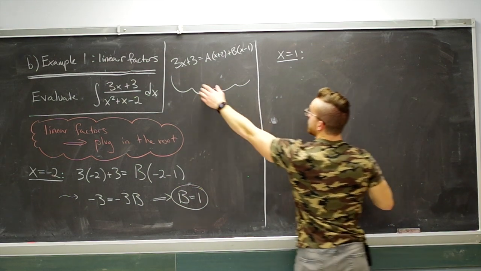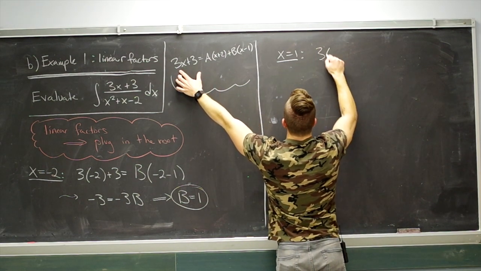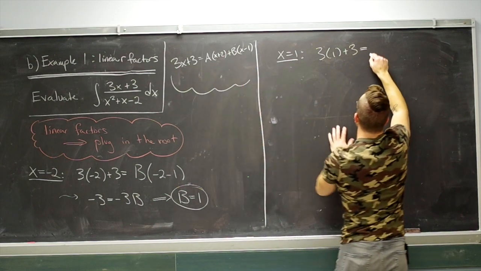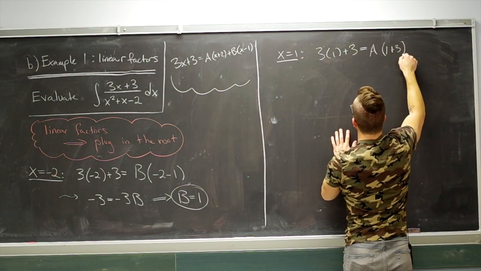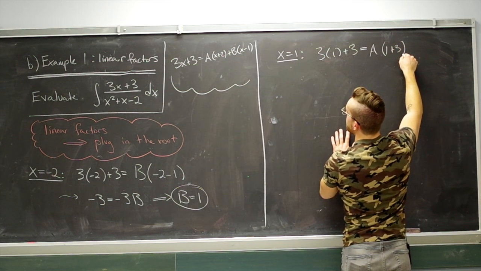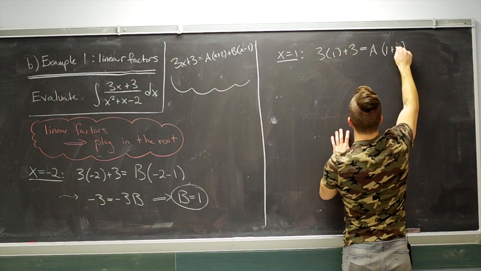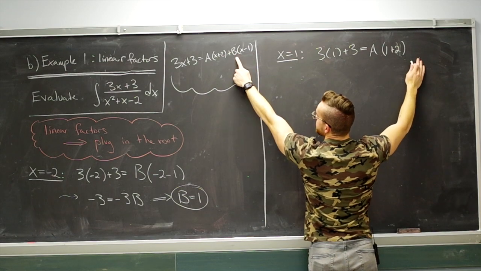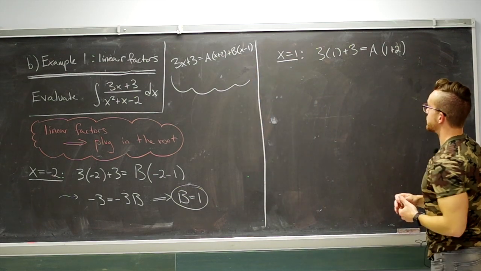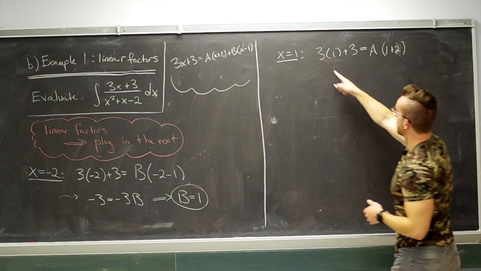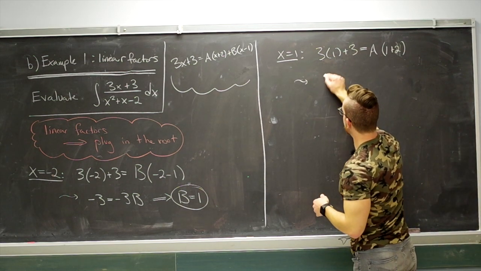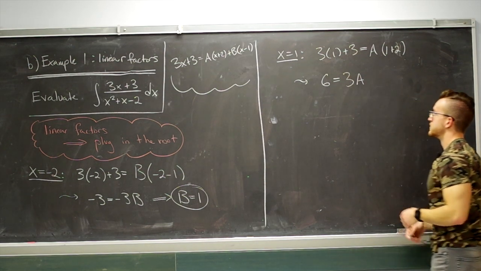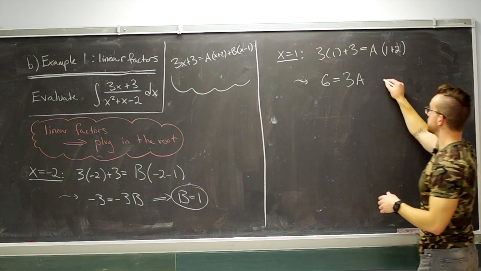If we do that, if x is 1, I'll get the equation 3 times 1 plus 3 equals a times 1 plus 2, sorry. And then again, by construction, plugging in 1 makes this entire term 0. So this is the equation we're left with. 3 plus 3 is 6. And then 1 plus 2 is 3. Solve for a. Looks like a is 2.